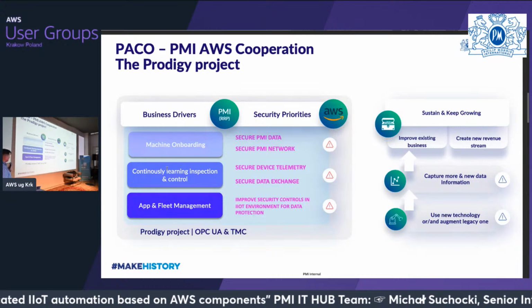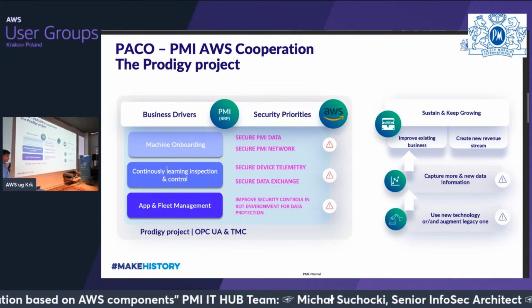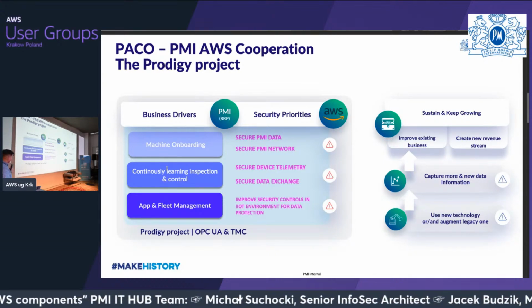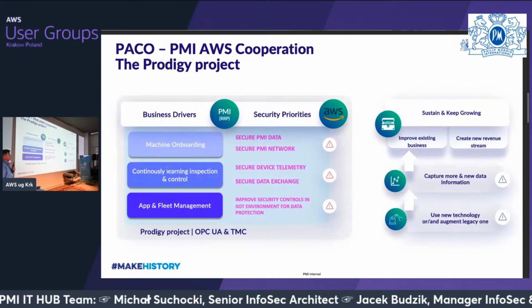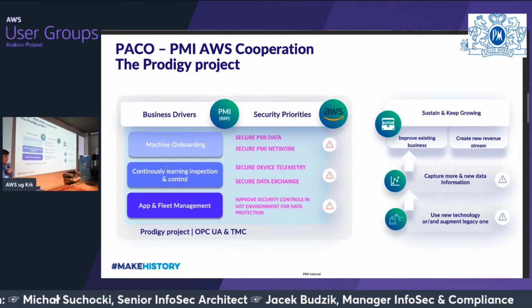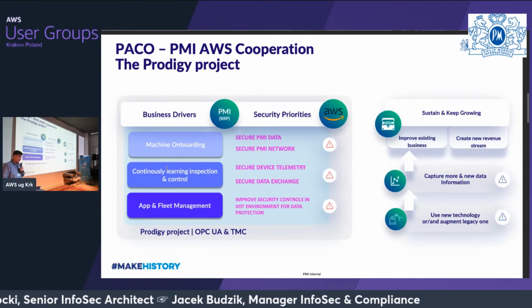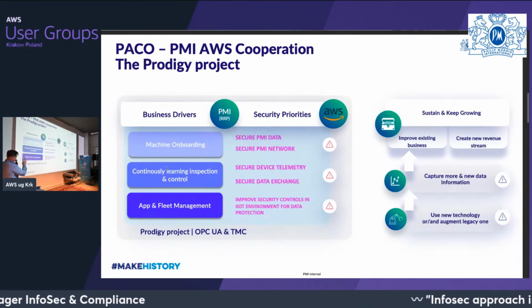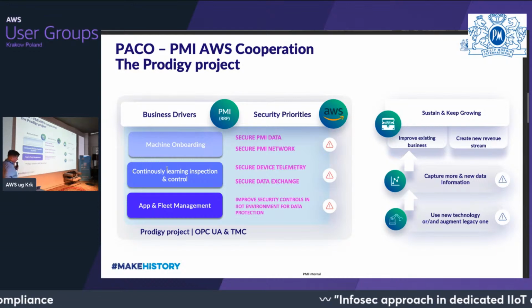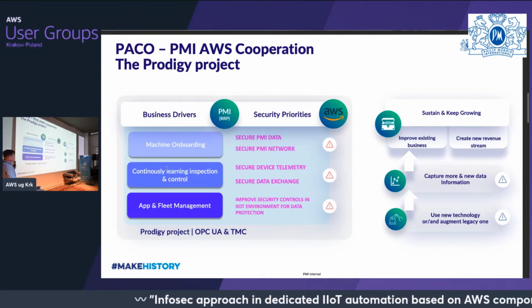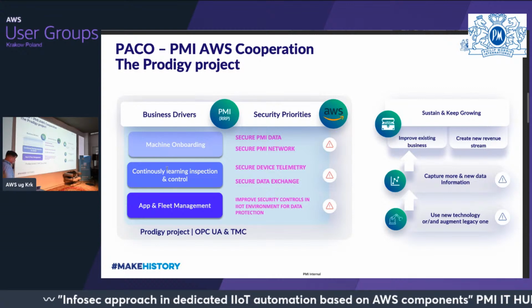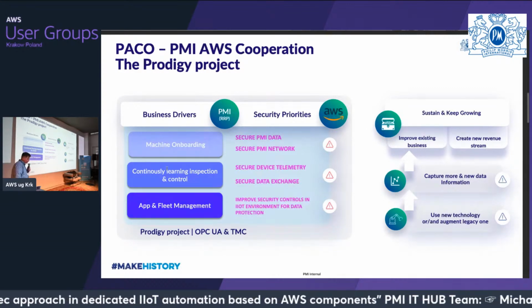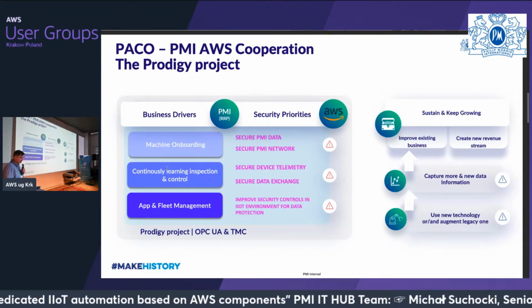We want to have learning and inspection of those machines, and also we want to better manage our fleet, not only from the hardware perspective, but also from the applications perspective. So targeting those three applications, simple maybe from the name, sorry, we also need to think about the data. We also need to think about the simple CIA approach: confidentiality, integrity, and availability.